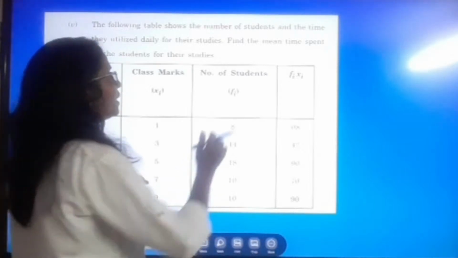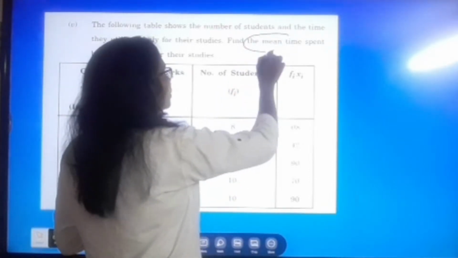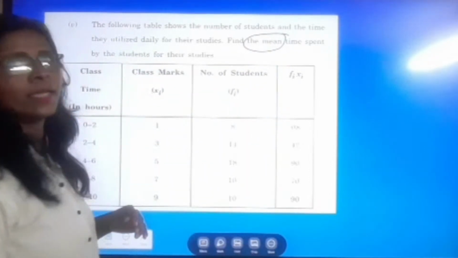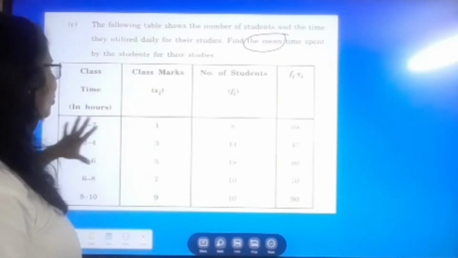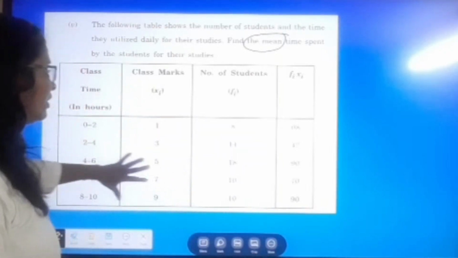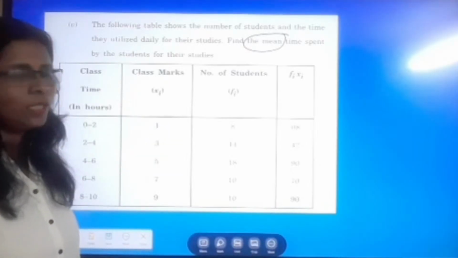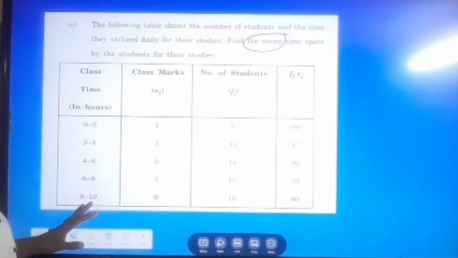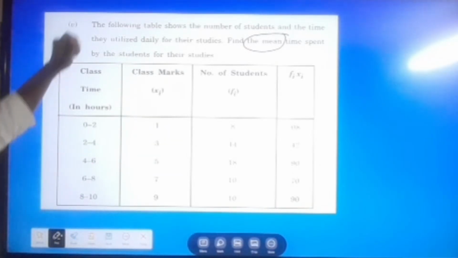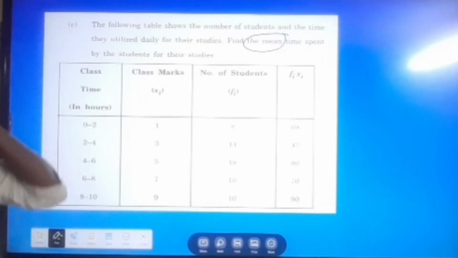Remember what we have to do, that is the mean time. So we have to find the mean. The given values are in tabular form. So now here students, first we write down the formula for the mean.